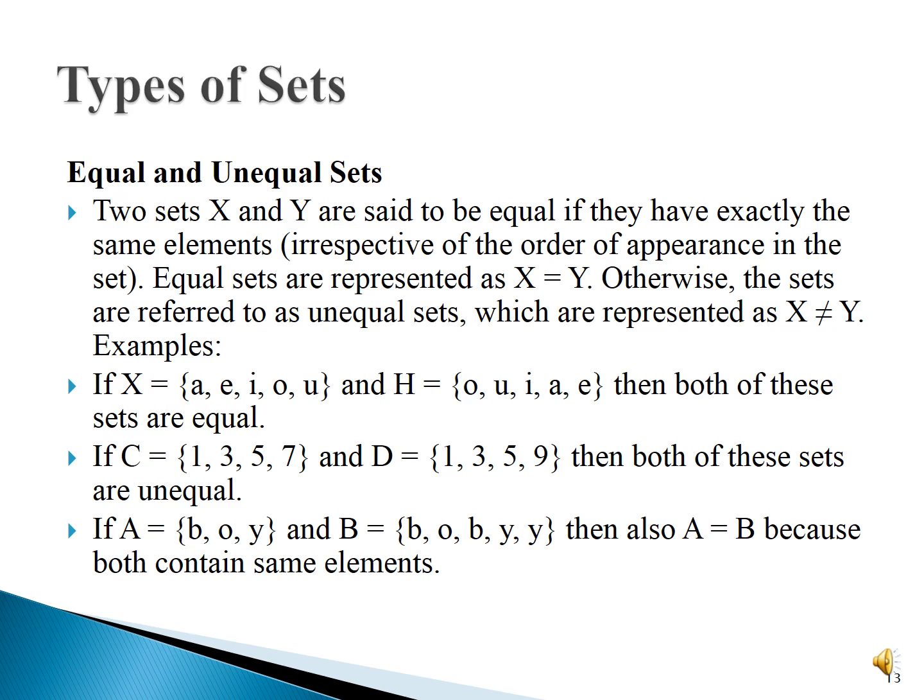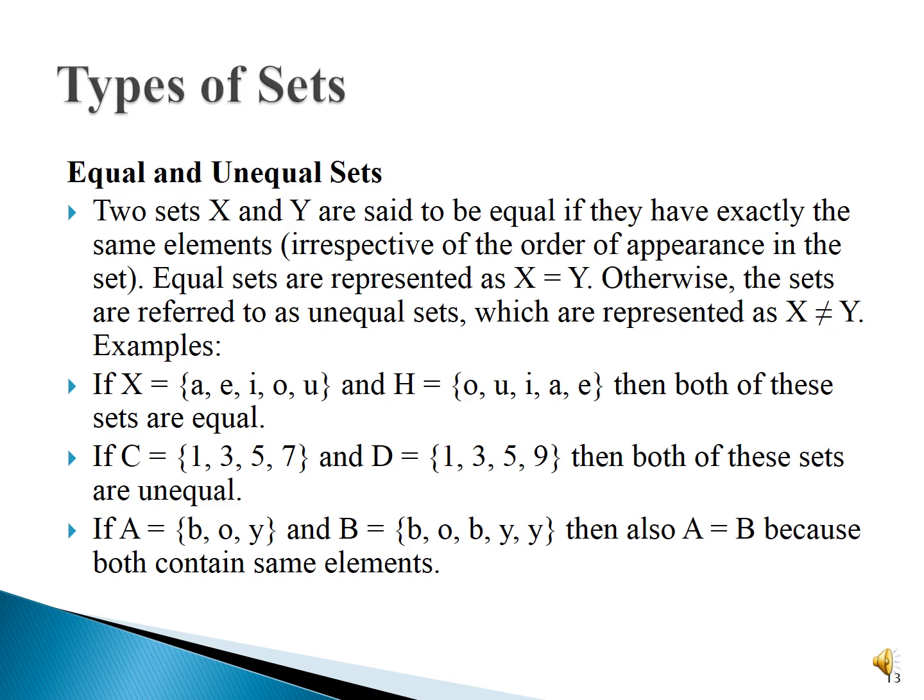In the next example, if C equals 1, 3, 5, 7 and D equals 1, 3, 5, 9, then we can see that 1, 3 and 5 are the common elements in both sets. Only 7 is different, and here 9 is different. So only 3 elements are common and the 4th element is different. So these sets are not equal, they are called unequal sets because all the elements are not equal.